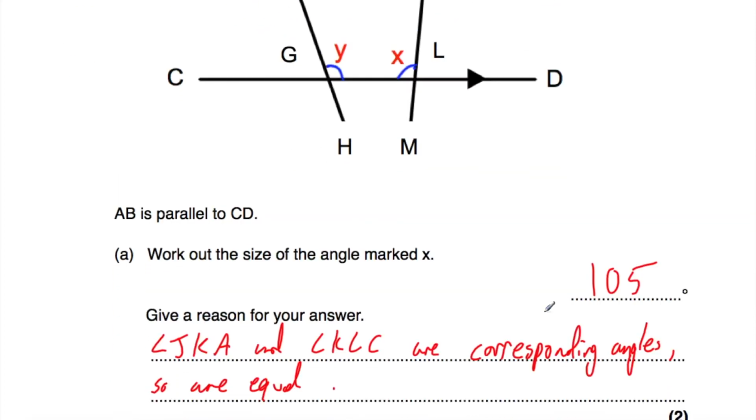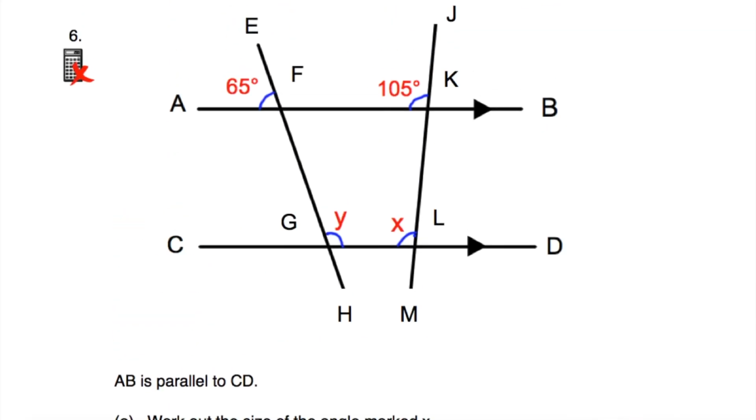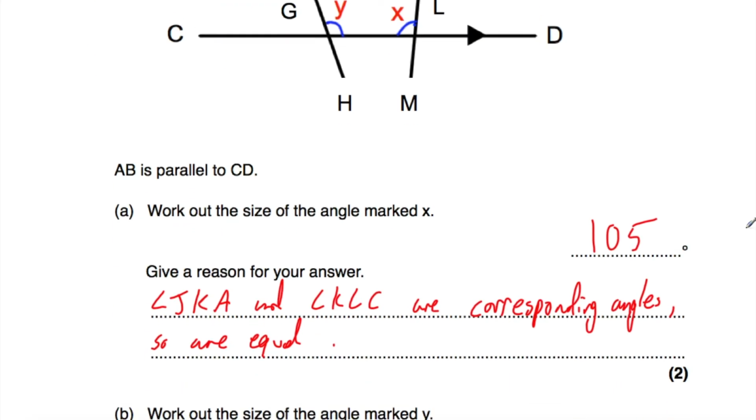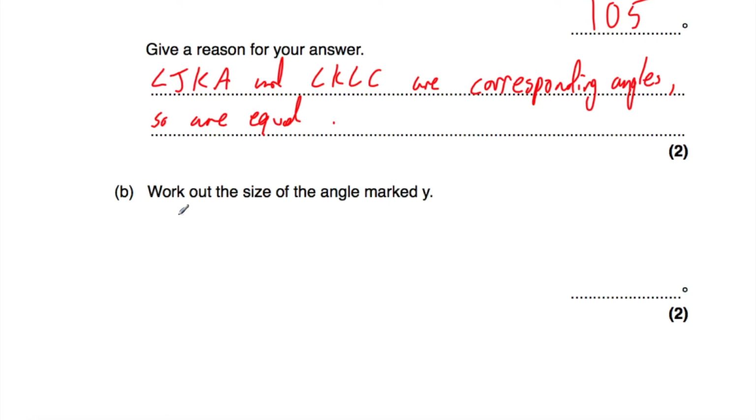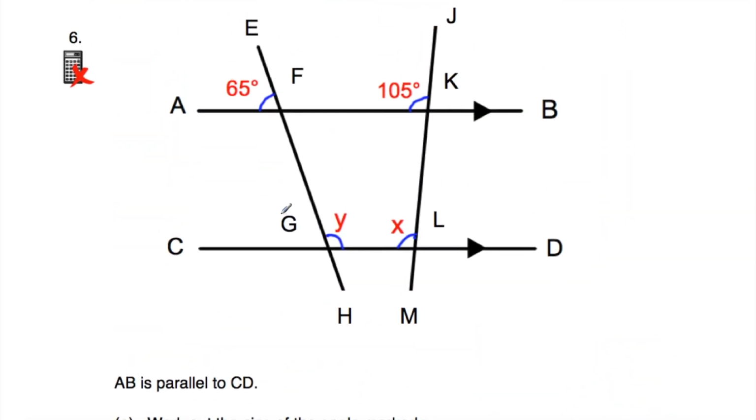So let's explain that. I've just explained the angle JKA, this angle here, and angle KLC, this angle X. These two angles are corresponding angles, so are equal. Okay, let's have a look at our next part, part B. Part B says work out the size of the angle marked Y, and we've not actually been asked to give a reason for our answer, so we just need to find the size of this angle here marked Y.